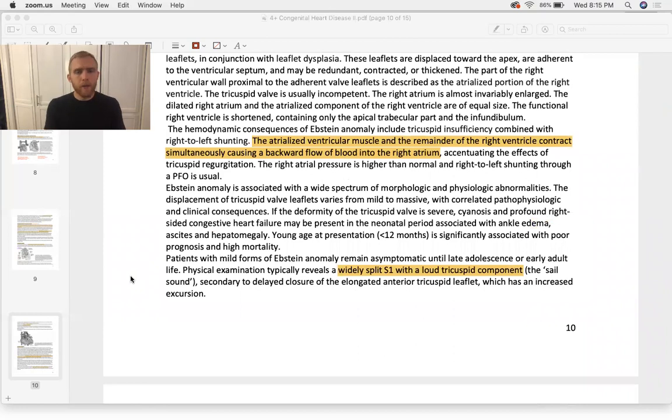There is a particular heart sound associated with Ebstein. It's called the sail sound. It's a widely split S1 with a loud tricuspid component. I would be able to recognize that because it may help you make a diagnosis.